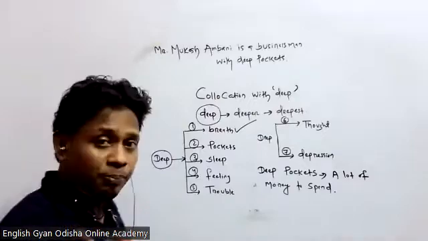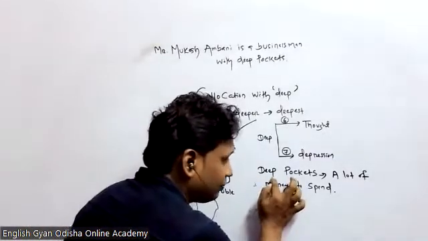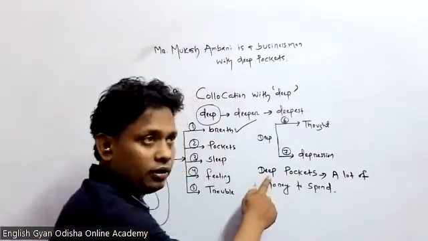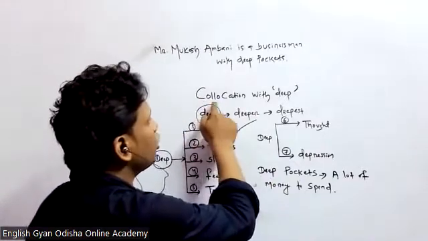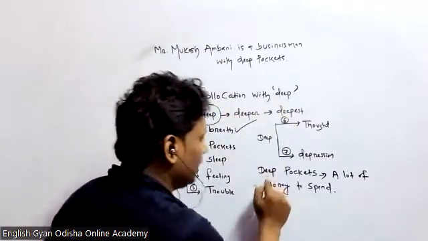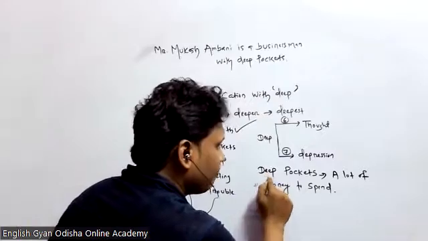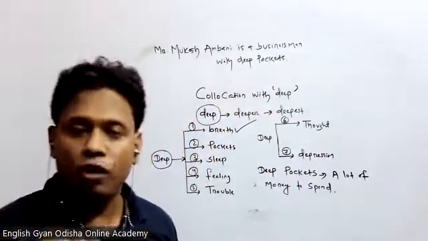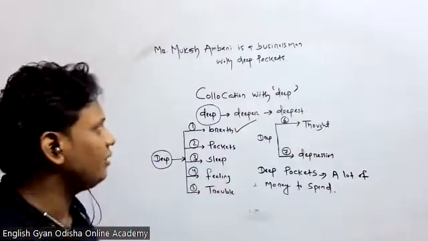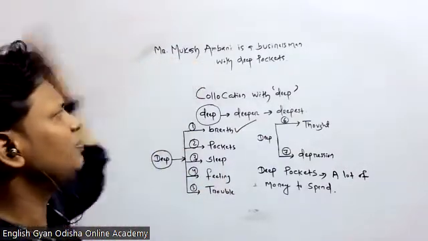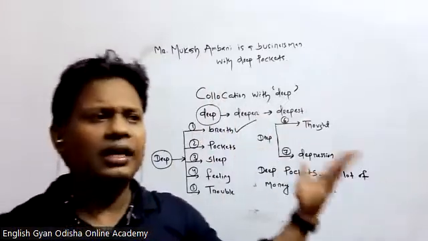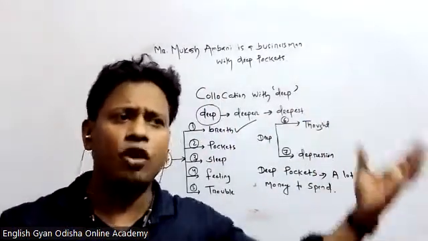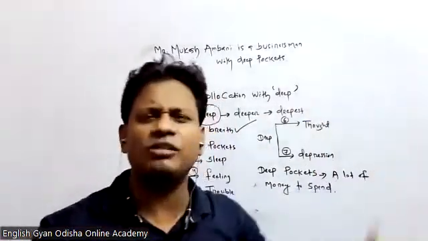But here, what's more important? Always deep pocket. Deep is more important because our topic for today is collocation with deep. The deep is very important, my friends. Deep pockets means a lot of money to spend. Okay, now this part is clear. You can say Mr. Mukesh Ambani is a businessman with deep pockets. Like Adani is a businessman with deep pockets. Look, they all are business people.